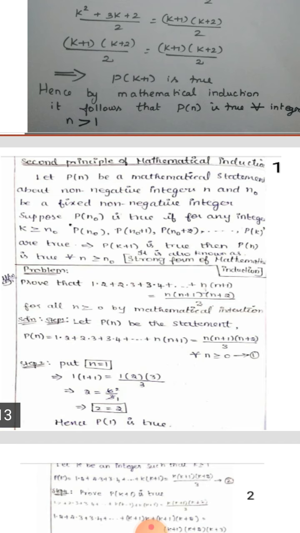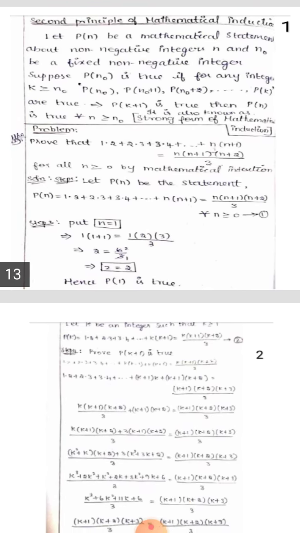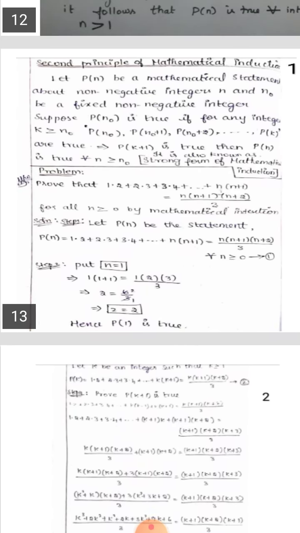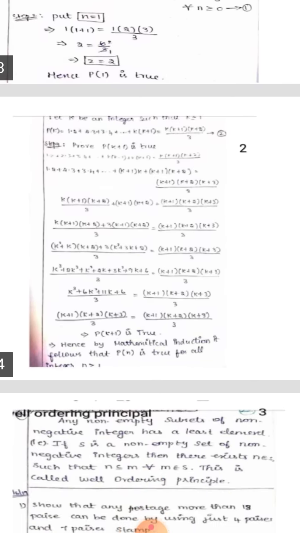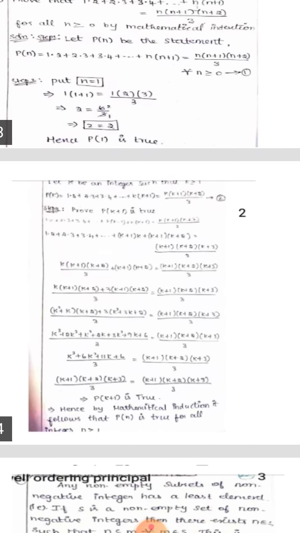The earlier statement is called the first principle. The second principle is otherwise called the strong form of mathematical induction. Now see the problem, the same mathematical induction problem. Do it in your classwork note, because if you have any doubts, you can ask me.